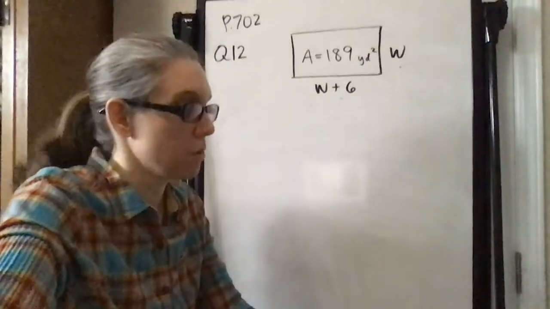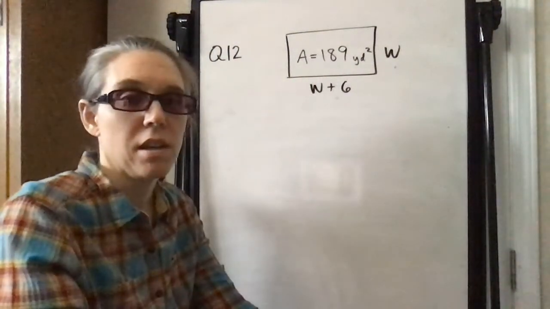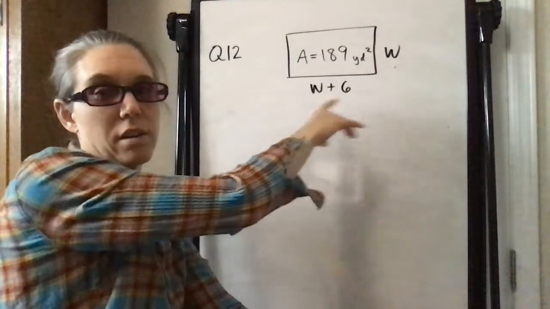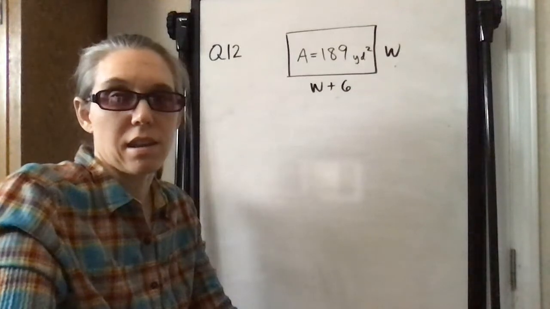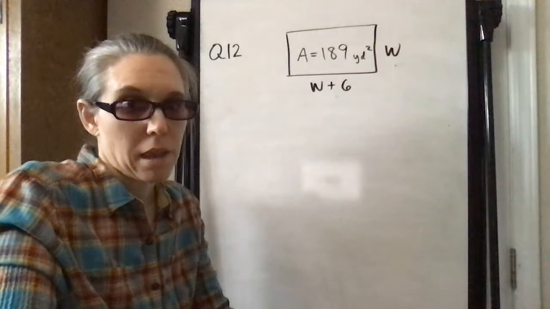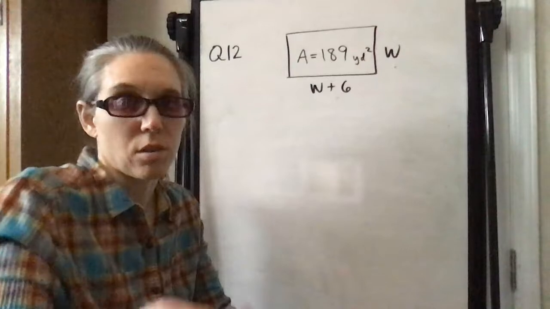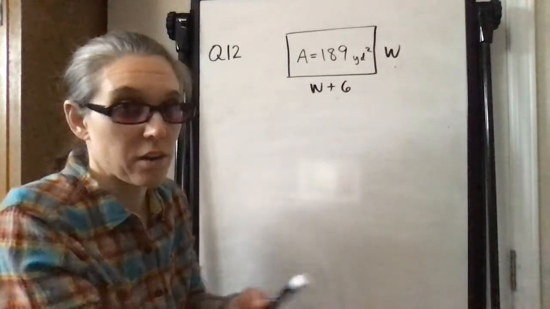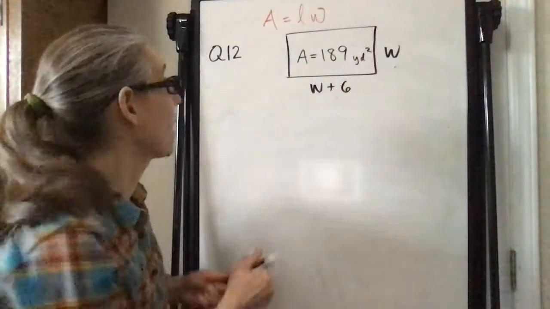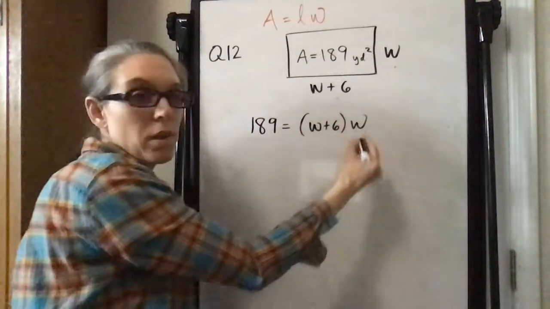Okay, so our next word problem is going to be not from the book, but from MyOpenMath. Question number 12 tells me that I have a rectangle and that the rectangle's length is 6 yards greater than the width, and that the area of the rectangle is 189 square yards, and I am supposed to figure out the length and the width, and so I can do that using the area formula. Since area is length times width, we have 189 is equal to length times width.